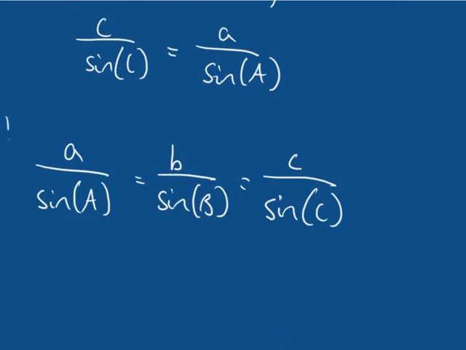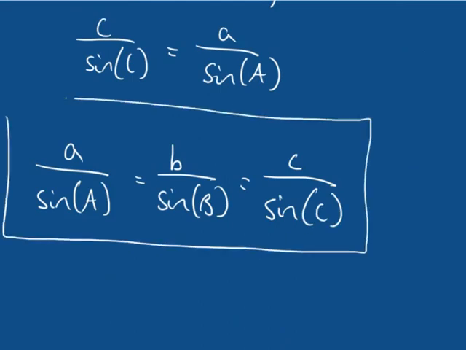Fantastic. This, right here, A over sine of A is equal to B over sine of B is equal to C over the sine of C. This is the sine rule. All you need to remember is that the ratio of an edge divided by the sine of the angle opposite that edge is equal to the same ratio for the other edge-angle pairs in any arbitrary triangle.